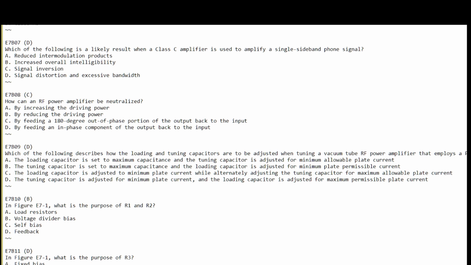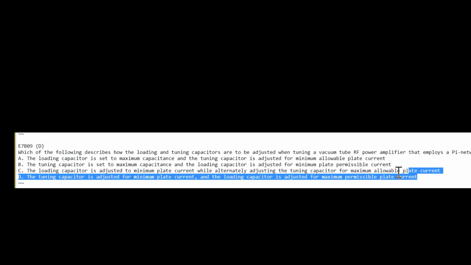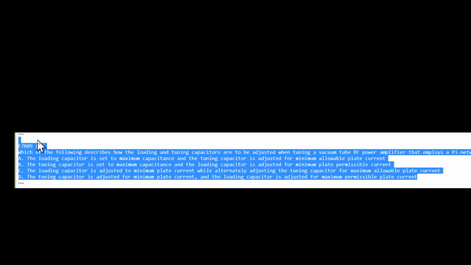After reviewing a few questions on the extra class exam that discussed grounding, I decided to take a look at another area, one that I have a bit of experience in, and that is linear amplifiers or RF power amplifiers. I quickly came across this question, and let me see if I can highlight it. The question is E7B09, and they say the answer is D.